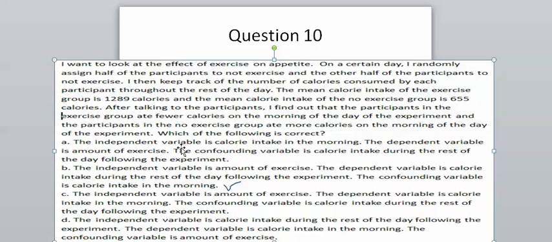I'm looking at the effect of the independent variable of amount of exercise on the dependent variable of how much the participants eat during the rest of the day. But it turns out that the two groups also ate different amounts of food in the morning, which means that the two groups are unequal with each other on this extraneous variable, which makes it confounded, and it throws off my conclusion. I can't make any conclusion at the end of the study.